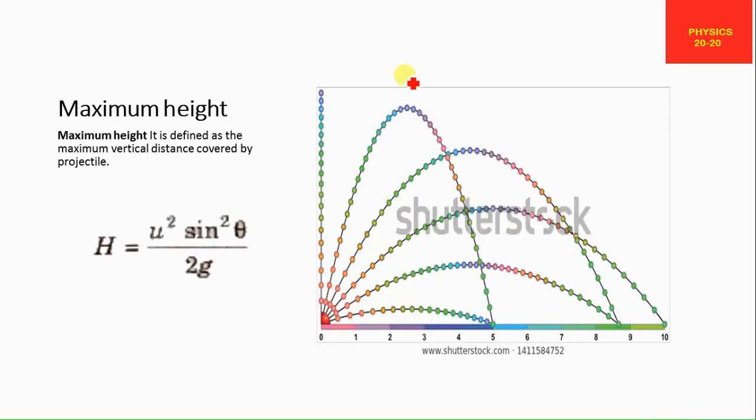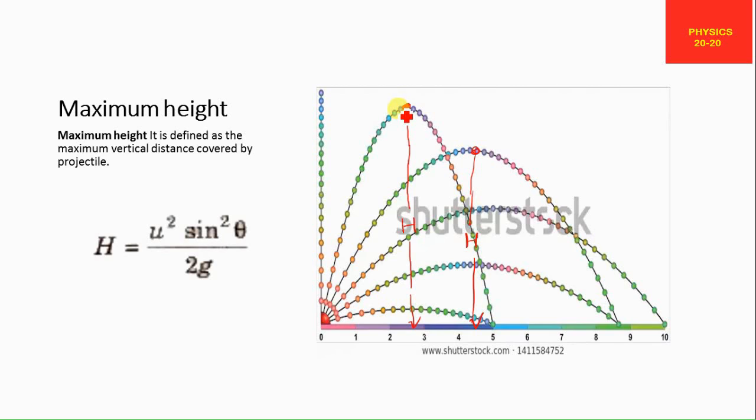Now we will consider the maximum height. As we have already said, the maximum height is the apex point of the path. This height, let us denote this height as h. This height is the maximum height for this particular path.